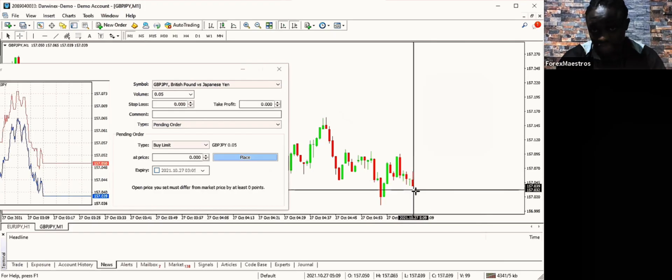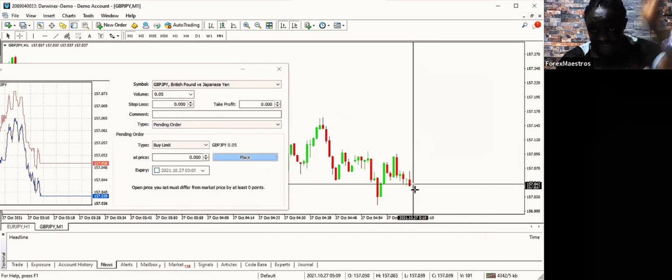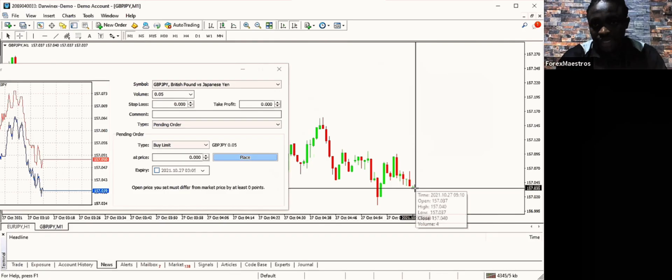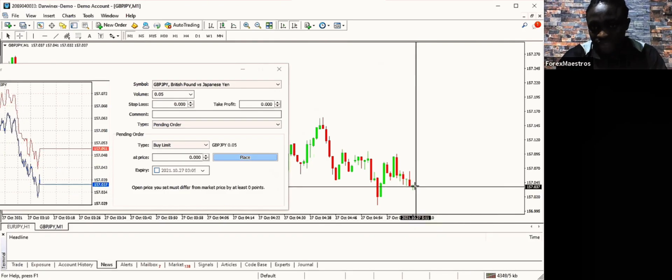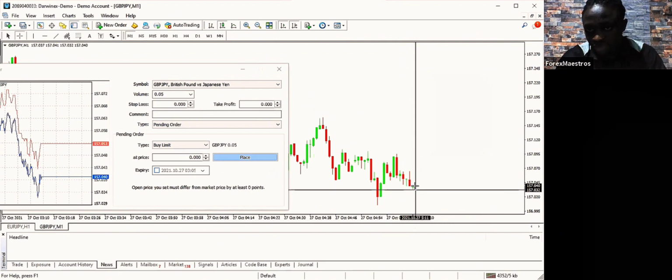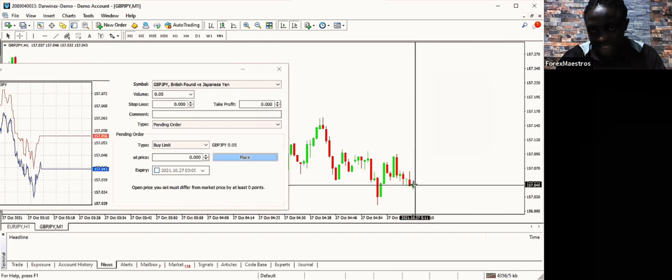Notice the movement of the candle. Notice the movement of price. Price is going up, price is coming down. Now, as this price is going up, I want to say, you know what? If price comes to, let's say I want to enter this market. Okay, price is going up.